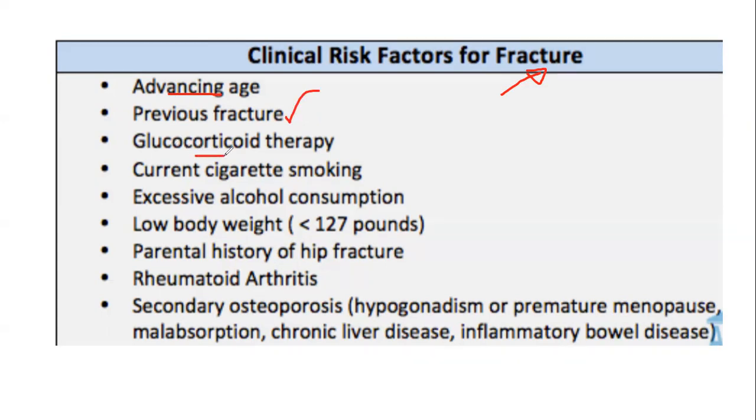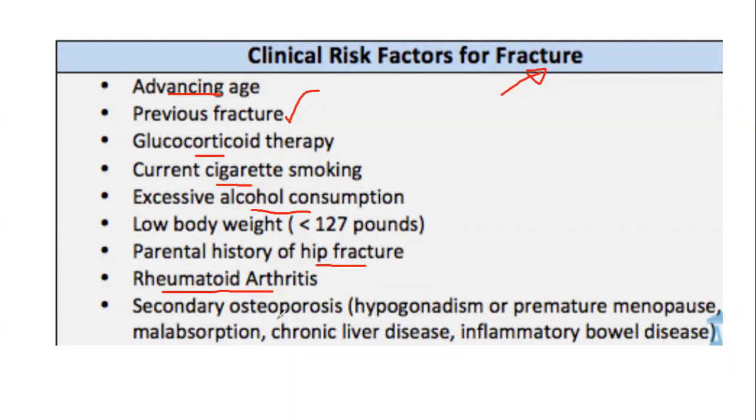Glucocorticoids, so steroid therapy, history of cigarette smoking, excessive alcohol consumption. Definitely you get confused, more chance to fall, and if you fall, chance of fracture. Low body weight also. Parental history of hip fracture. Rheumatoid arthritis. So what diseases can lead to fracture, or what disease accelerates the fracture if you have a history of rheumatoid arthritis?